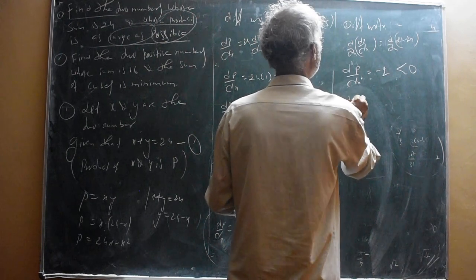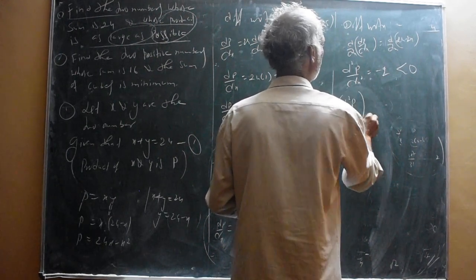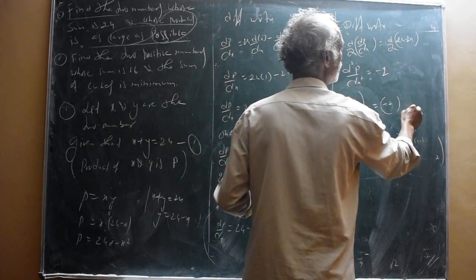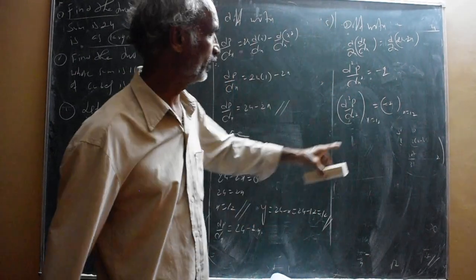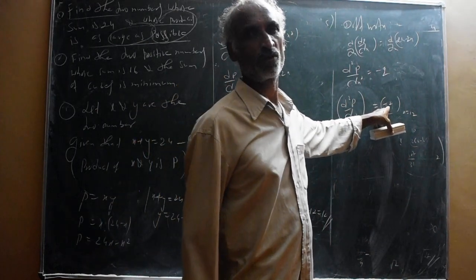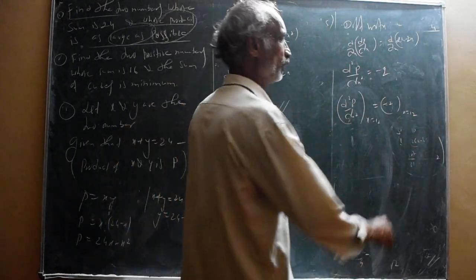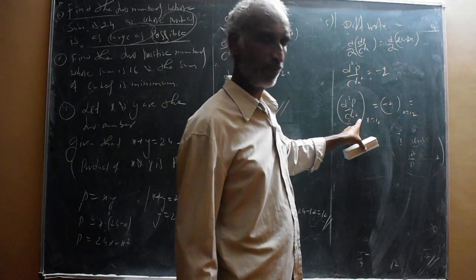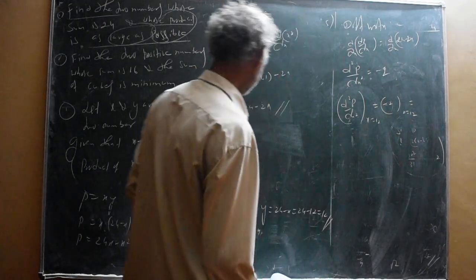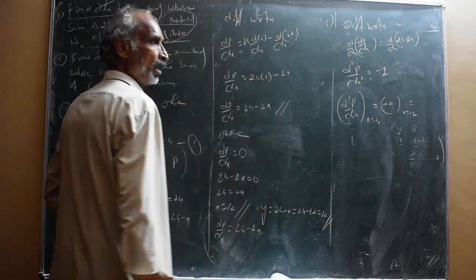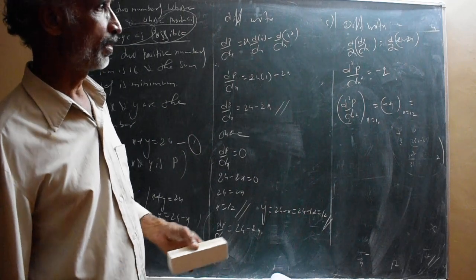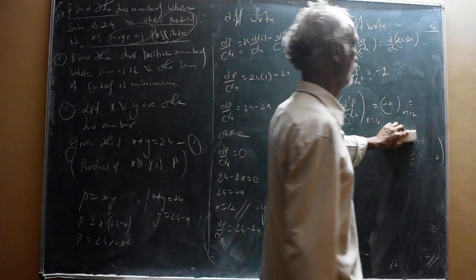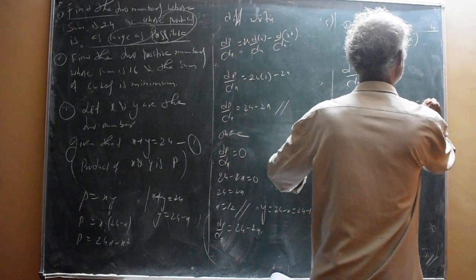Therefore d square p by dx square at x is equal to 12 is minus 2. In the expression there is no x at all, therefore no question of substituting x. Therefore minus 2 remains. d square p by dx square is minus 2, the second order derivative only. Minus 2 remains the same, equal to minus 2.